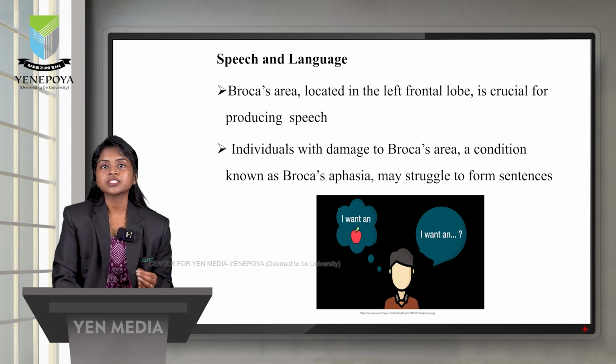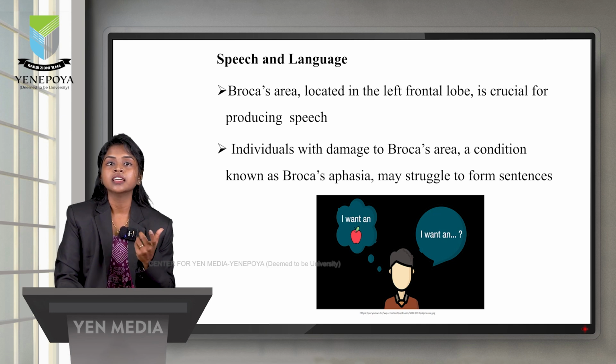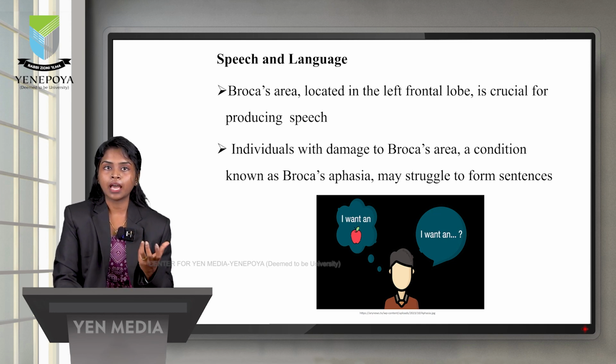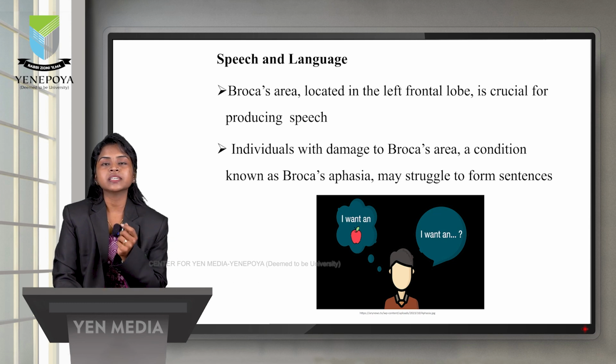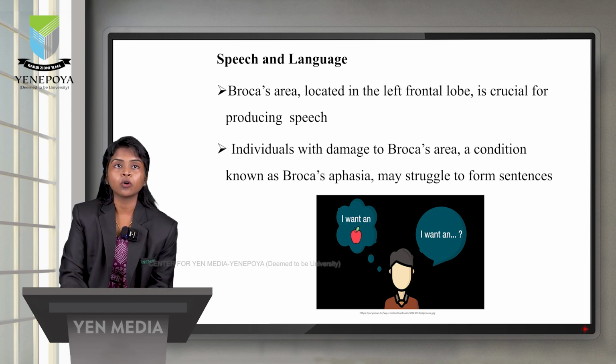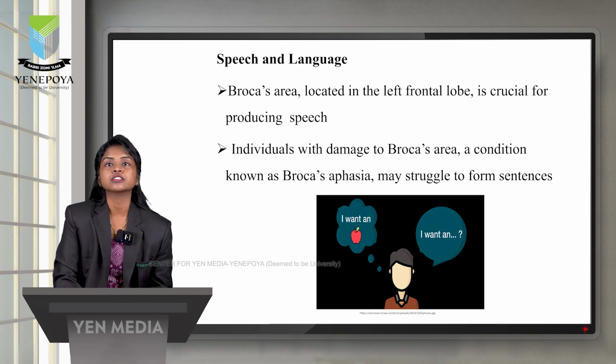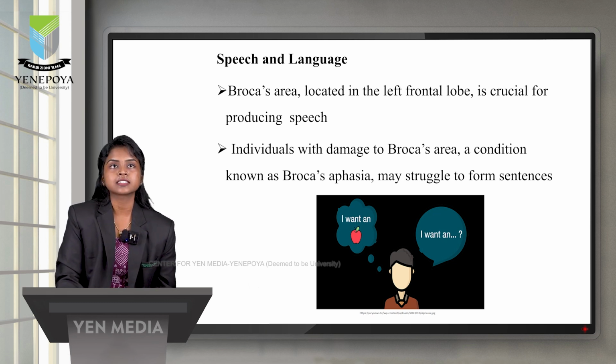The person may struggle to form a sentence. For example, I have given a picture here. The person wants an apple, but he can't complete the sentence. "I want..." and there will be some lag in the sentence. So a patient affected in Broca's area is considered to have Broca's aphasia. They may struggle to form sentences.